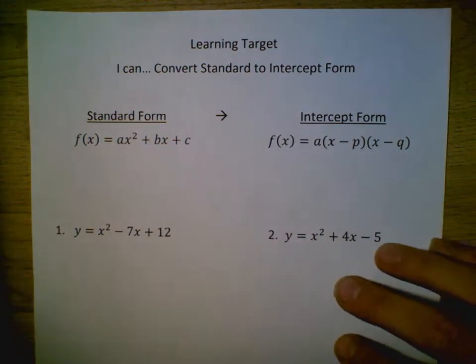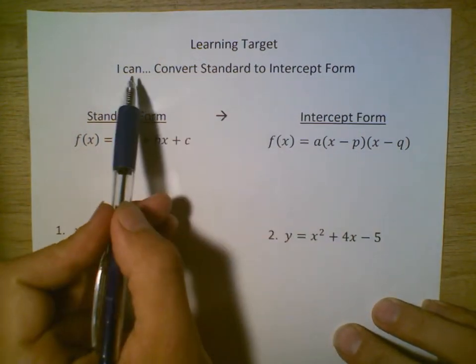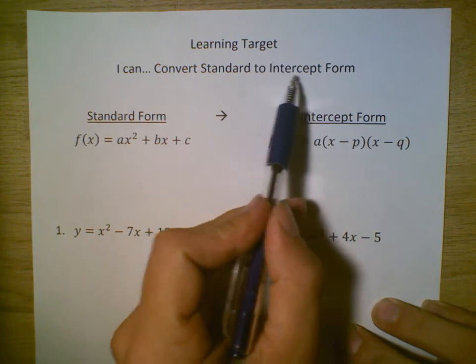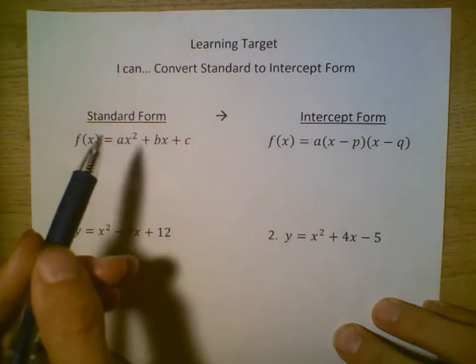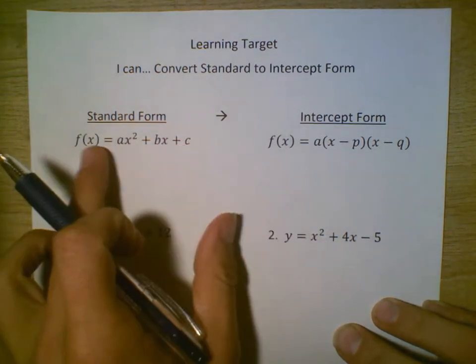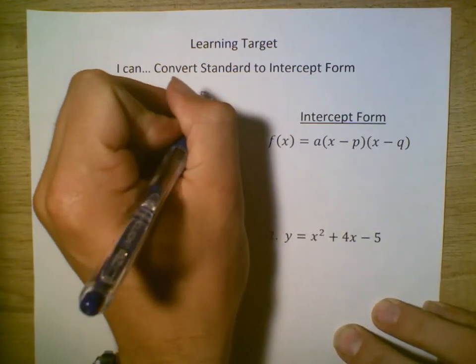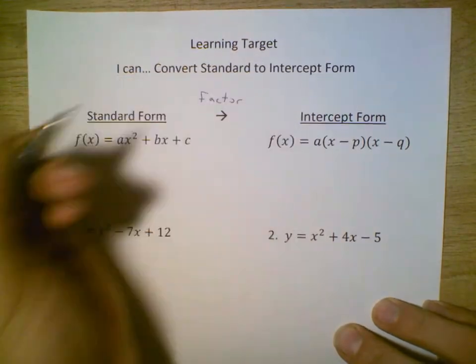Okay, in this video, we're going to look at the learning target: I can convert standard form to intercept form. To go from standard to intercept form, we're just going to factor the standard form. So the technique we use to switch form is factoring.